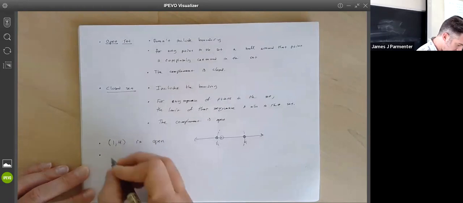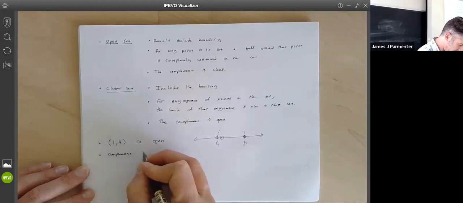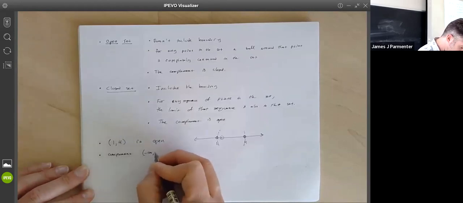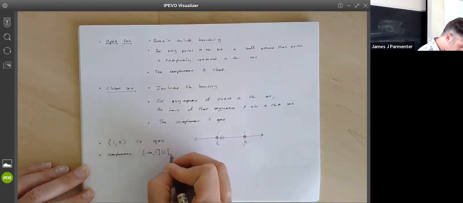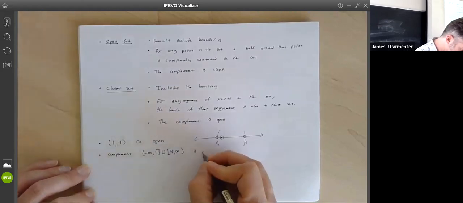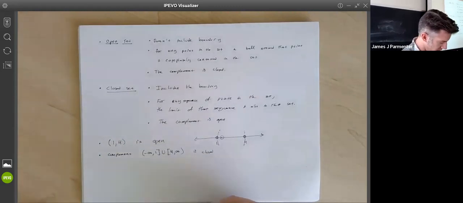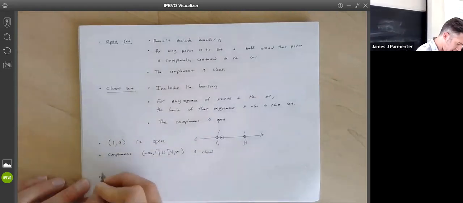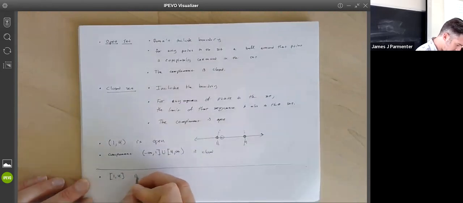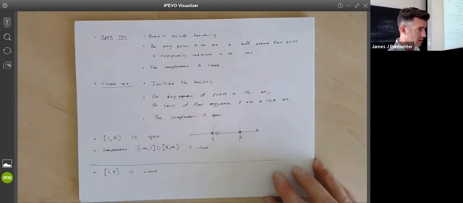Or you can also say the complement, which is everything that set is not. So everything from -infinity to 1 inclusive, union 4 to infinity inclusive of 4. This set is closed. It includes all its boundary points. Let's look at the other version of this. Let's look at the set [1, 4], which is closed. It definitely does include all its boundary points.